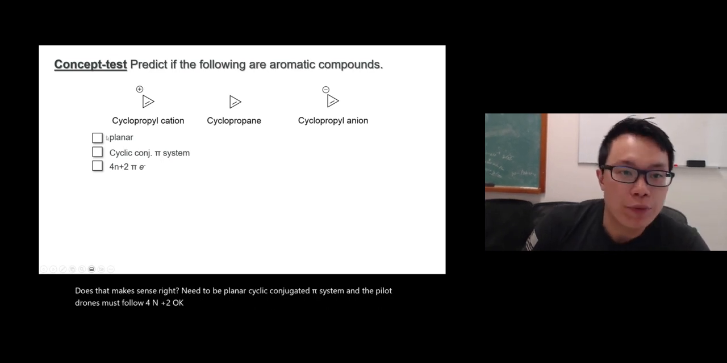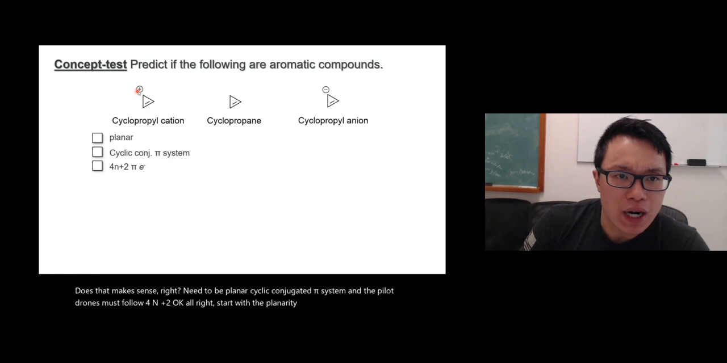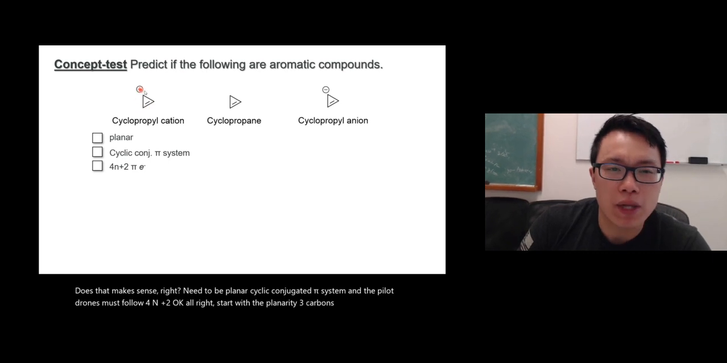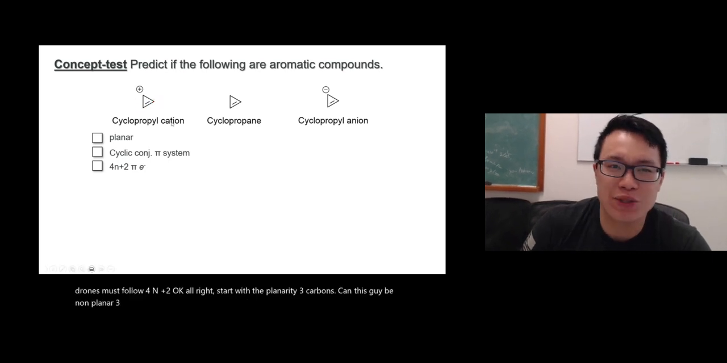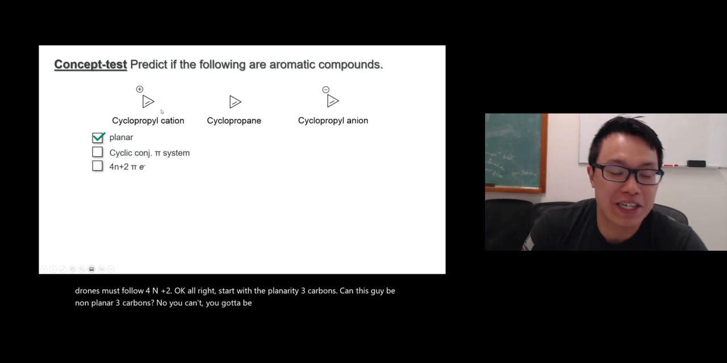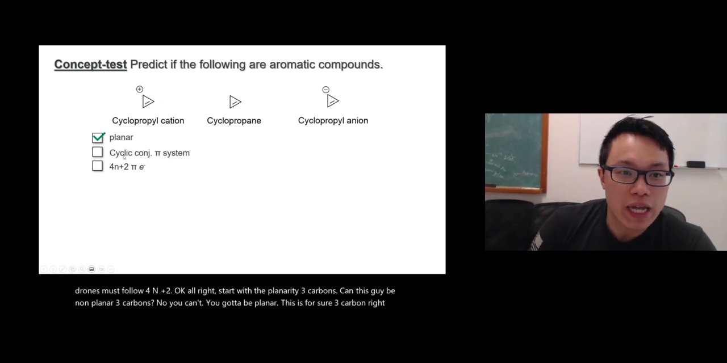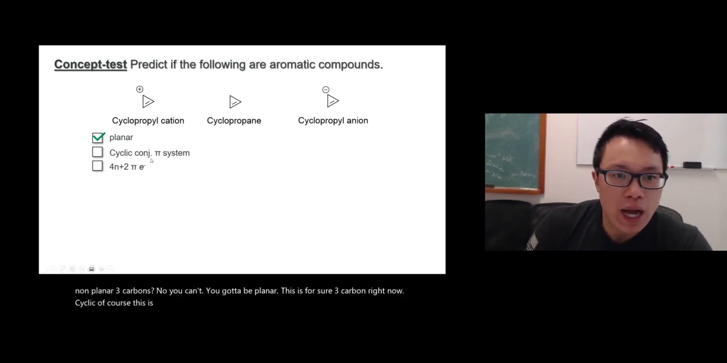Start with planarity. Three carbons. Can this be non-planar? With three carbons, no, you can't. It has to be planar, this one for sure. Now, cyclic. Of course, this is a cyclic compound.